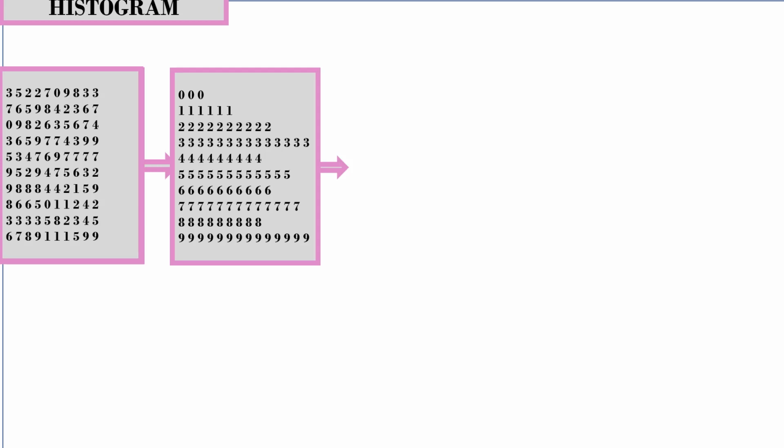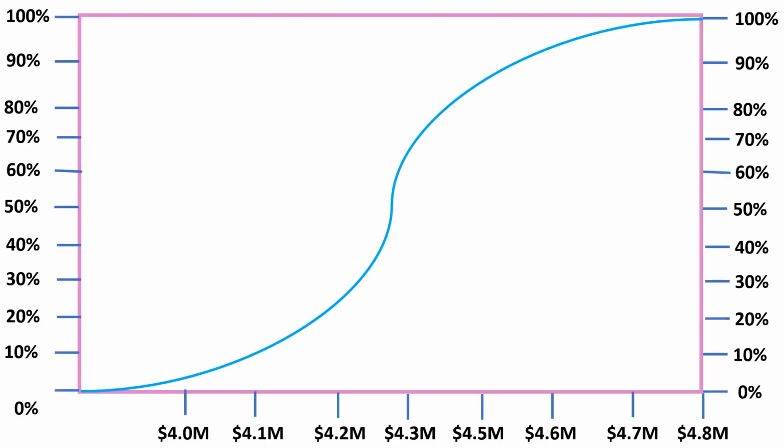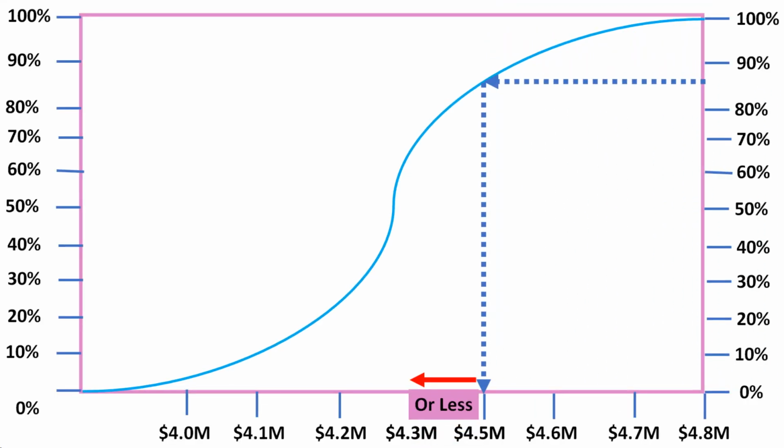Typical outputs include a histogram presenting the number of iterations where a particular outcome resulted from the simulation, or a cumulative probability distribution, the S-curve, representing the probability of achieving any particular outcome or less.